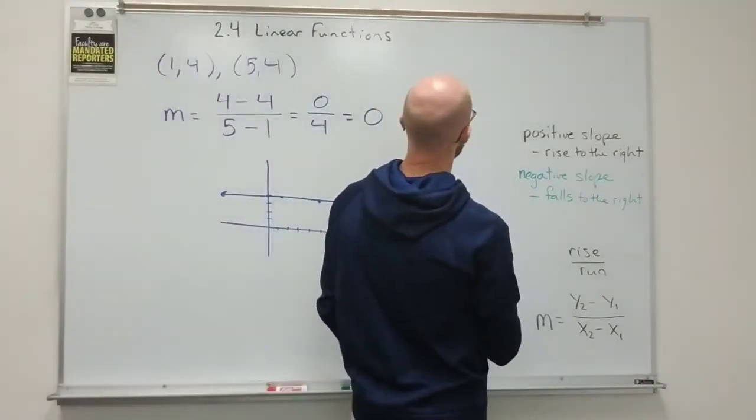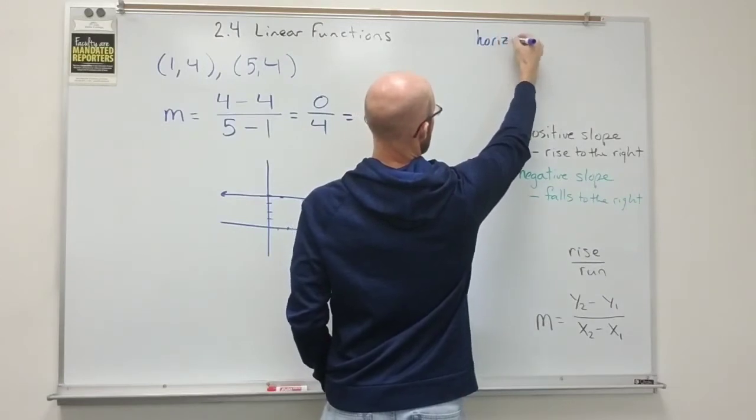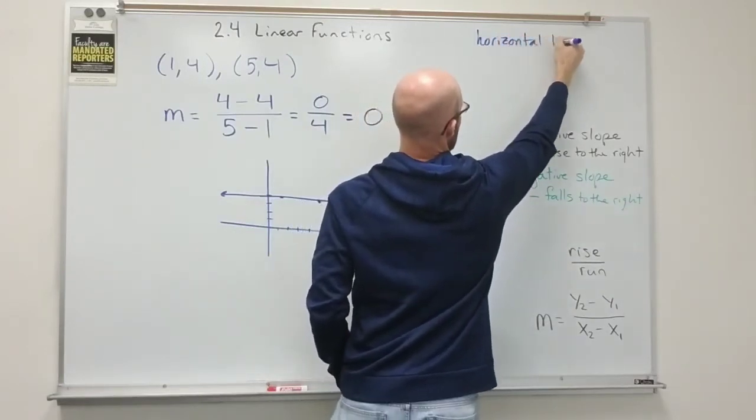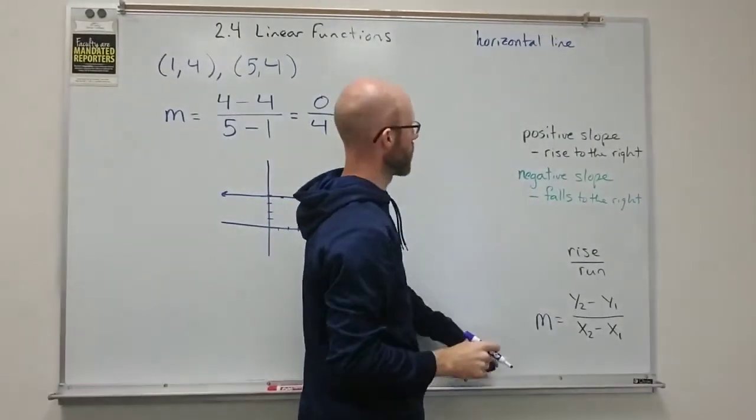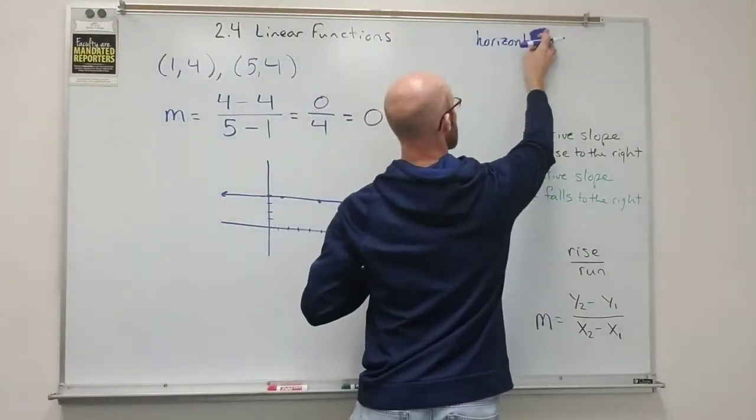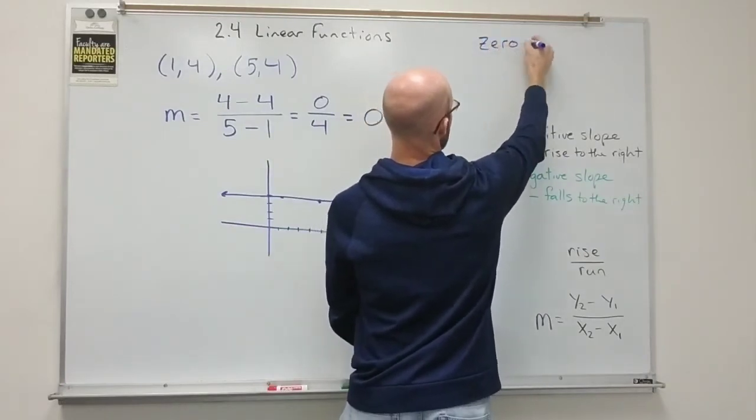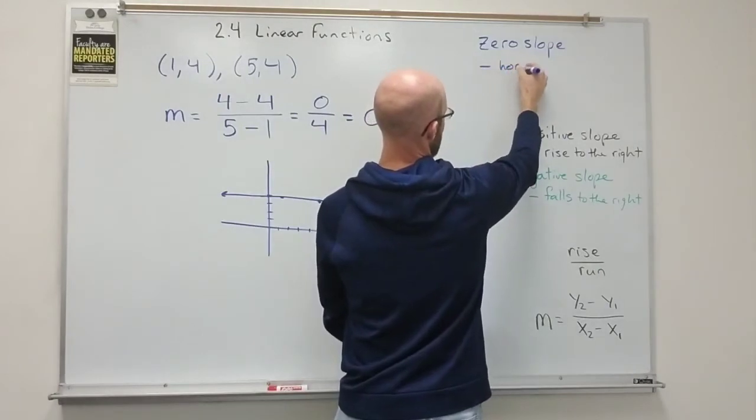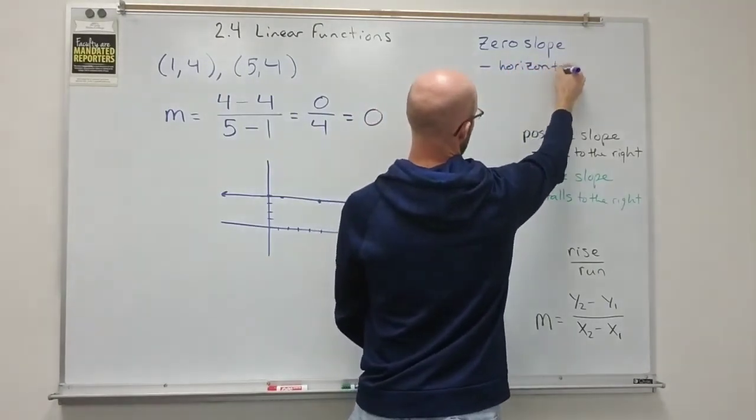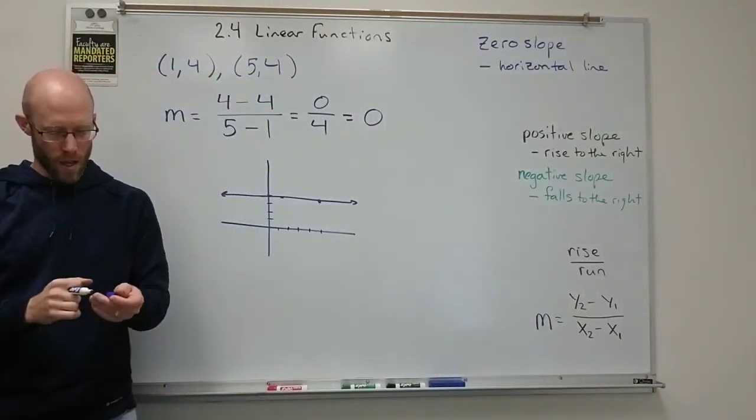So I might need a little more space here. Let's go up here. Horizontal line, or oh, I wrote that wrong. That should say 0 slope. So let's say a 0 slope gives you a horizontal line, okay? That's how I want to write that.